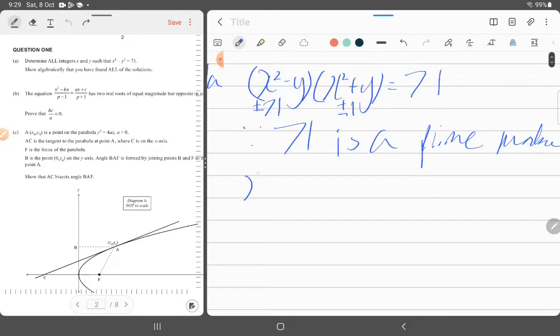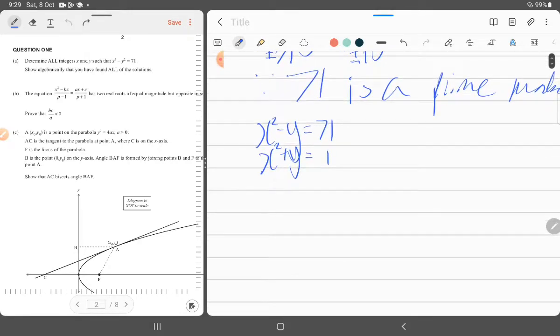So x squared take away y is equal to 71. X squared plus y is equal to 1. 2x squared is equal to 72. X squared is equal to 36. X equals plus minus 6.